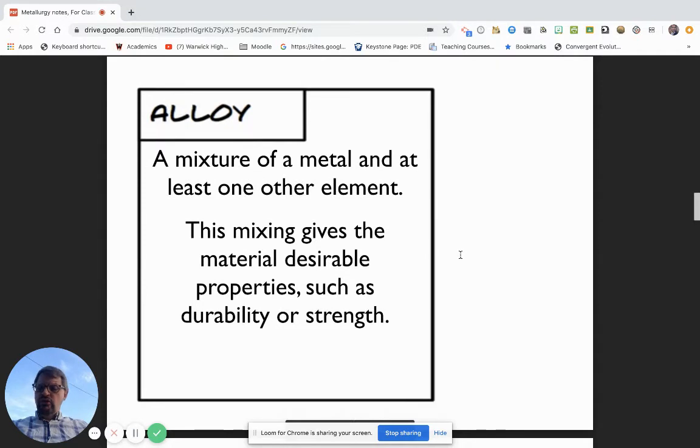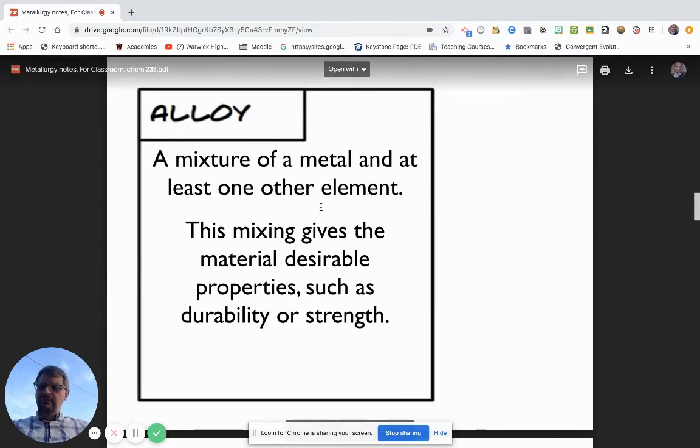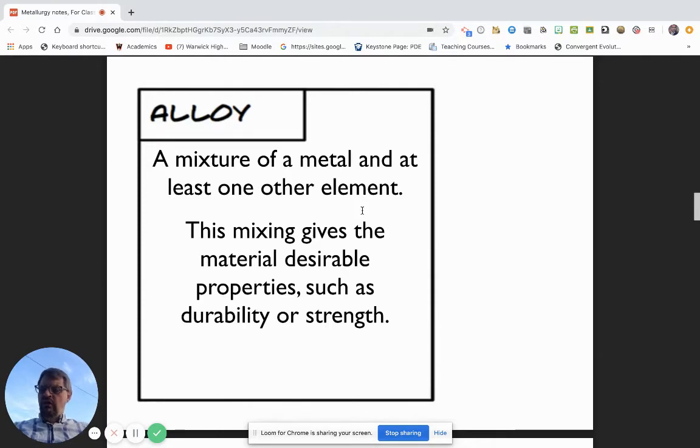Now we also have what are known as alloys. An alloy is a mixture of a metal and at least one other element. The reason we make alloys is that it makes metals stronger, more durable, more useful, or gives them some desirable property. Metal alloys are often more useful and more durable than a pure metal.